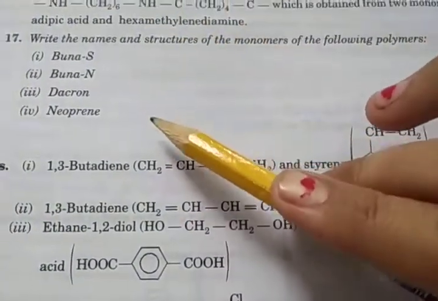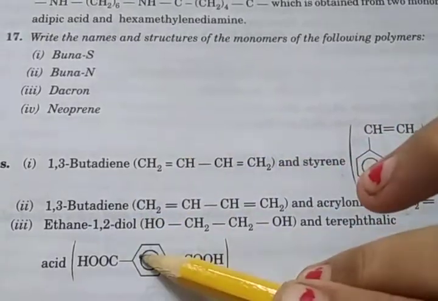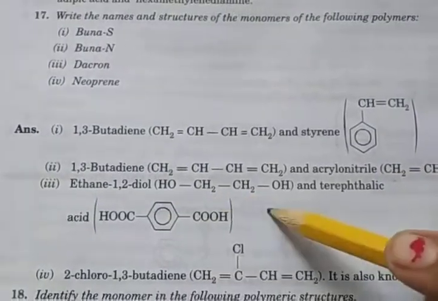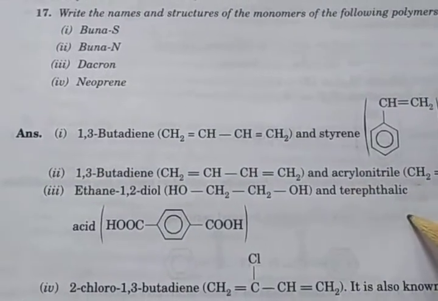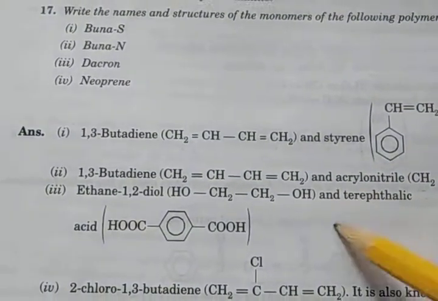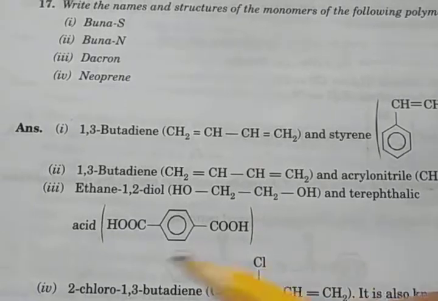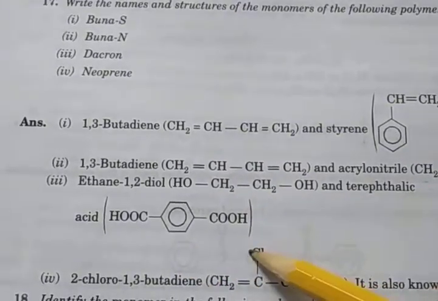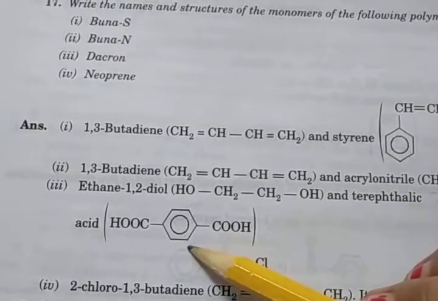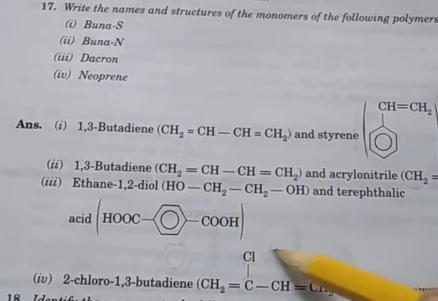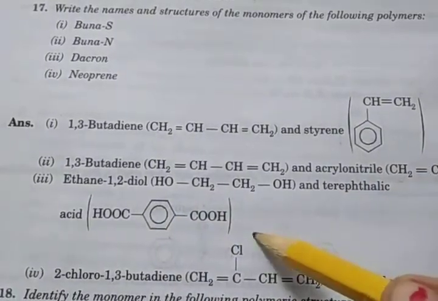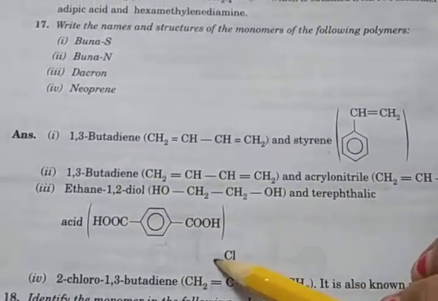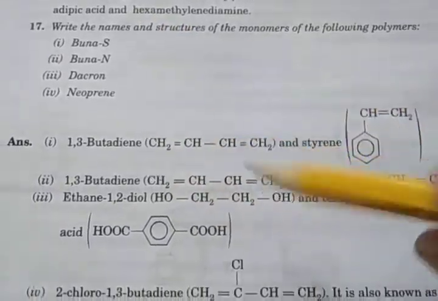Then the third one is Dacron. Dacron means ethane 1,2-diol. One monomer unit is ethane 1,2-diol, HOCH2CH2OH, and the second monomer unit is terephthalic acid. Terephthalic acid means a benzene ring with carboxylic groups attached on both sides. Okay, so COOH, benzene, COOH. Both sides have a carboxylic acid group attached to benzene, so it is terephthalic acid. Both monomer units then combine and Dacron is formed.